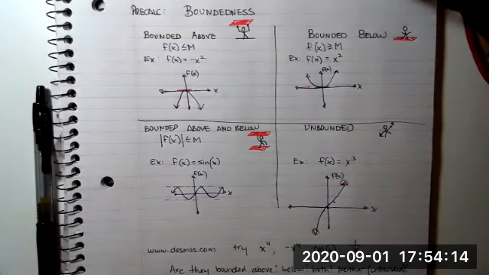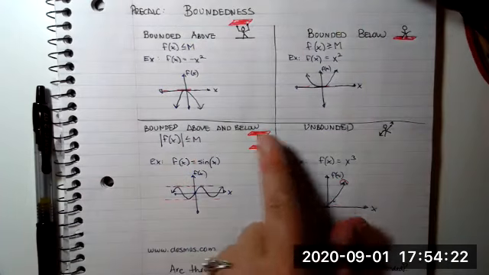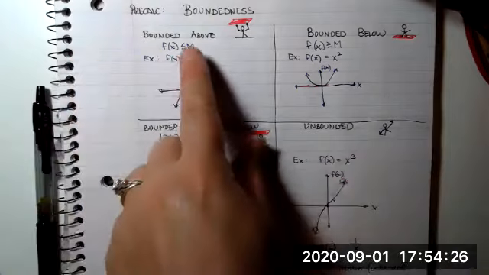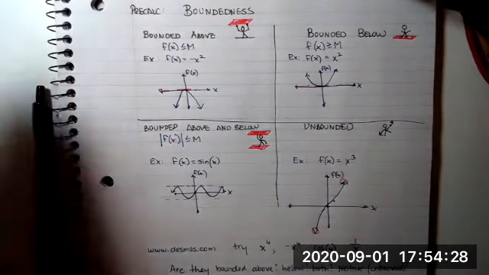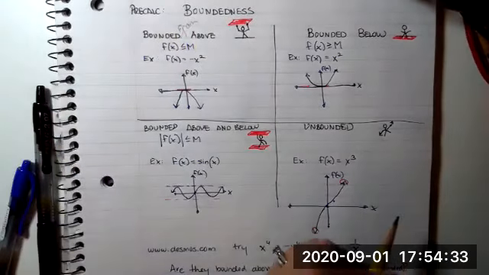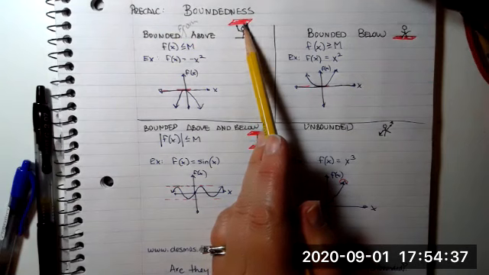Hello everyone, this is a video explaining boundedness. So a function can be bounded above, bounded below, bounded above and below, and unbounded. So bounded above, sometimes we say bounded from above. And we think about that informally as a ceiling, something you can't exceed.